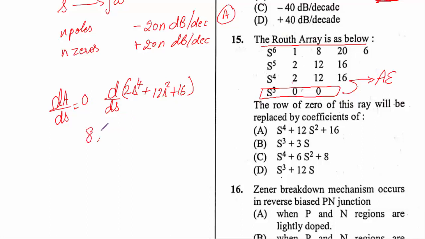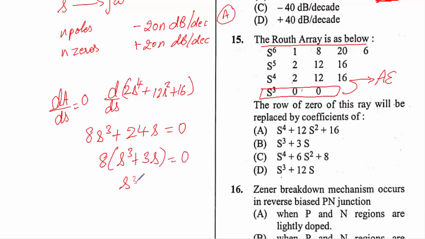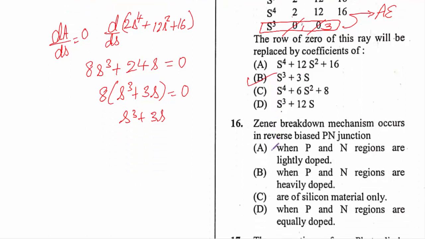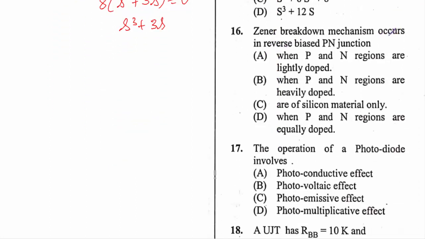So I will be getting 8 times of s cube plus 24 times of s, which is equals to 0. If I am taking 8 as common, it is s cube plus 3s, which is equals to 0. That is option B is going to follow. Nothing but you are going to replace 0 by 1 and you are going to replace this 0 by 3. Able to follow? 16th question what they have given is Zener breakdown mechanism occurs in reverse biased PN junction.